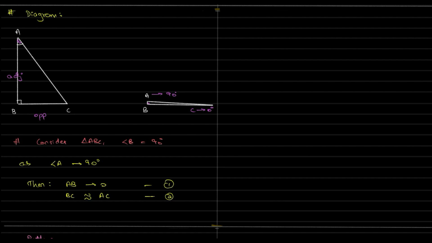That's it, nothing else. Then we have sine of 90, which is opposite by hypotenuse. So this is equal to 1. This is as per equation 2. Next we have cos of 90. Cos is adjacent AB by AC. Since this is 0, the whole ratio will be 0.